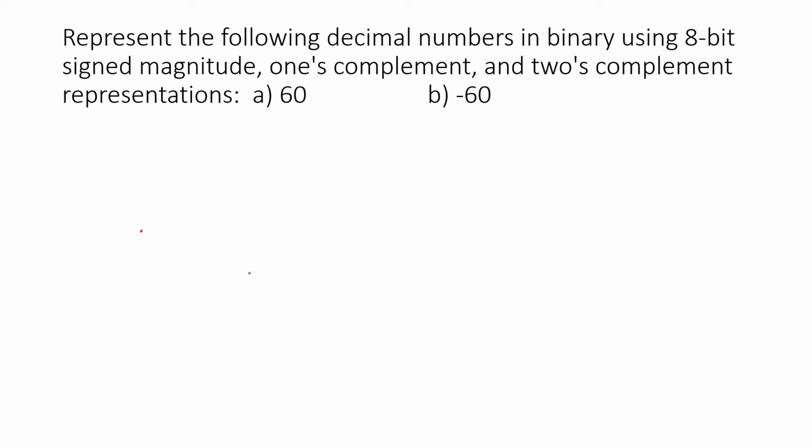Question 3 pretty much asks us to represent the following decimal numbers using an 8-bit register. We want to show them in sign magnitude, 1's complement, and 2's complement. We're going to first work with 60, and then move on to negative 60. So let's figure out what 60 is as an unsigned integer.